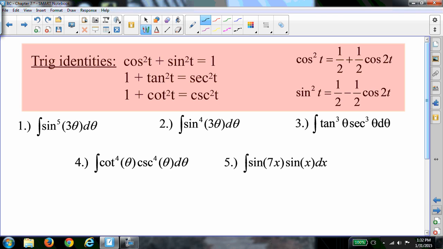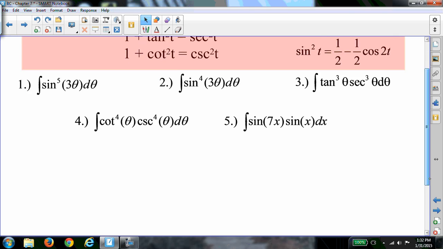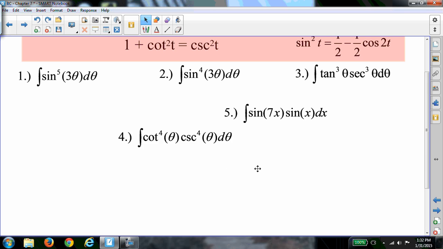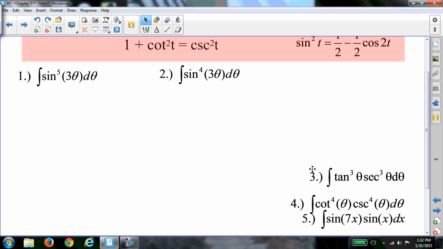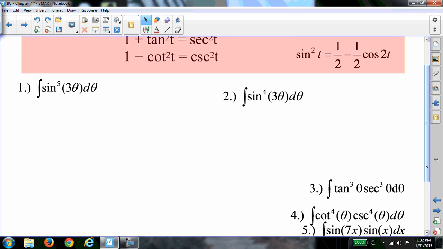The next section in Chapter 7, we talked about using trig identities to simplify integrals into something that we could integrate, typically with u substitution. So I'm going to be walking through each of these one at a time to illustrate them. Let's start by moving some of these over so that you can worry about them later. Alright, so sine to the fifth 3 theta.